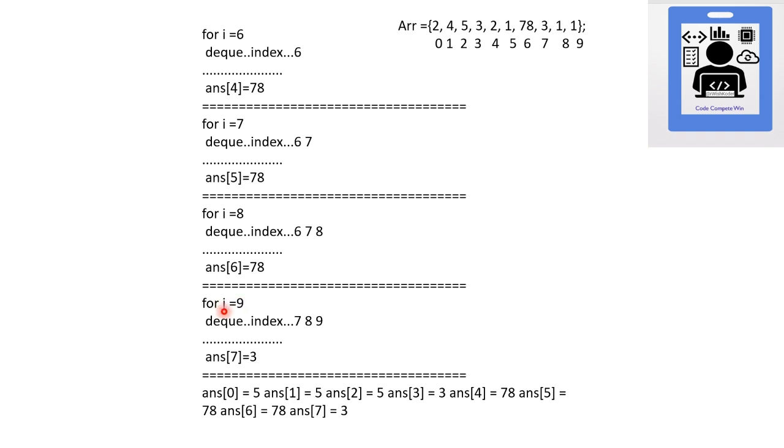And now, as you can see, i minus k is 6, which is equal to deque dot front, so we pop out the deque dot front. So now our deque becomes 7, 8 and 9, and again we store our answer 7 equal to array 7, which is 3. So at the end we get all the answers.